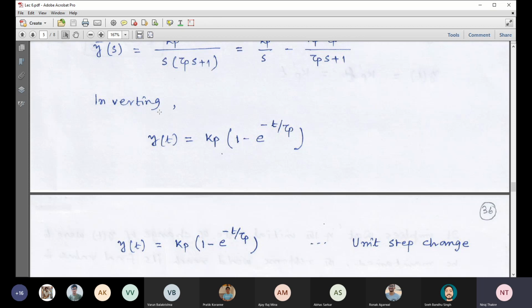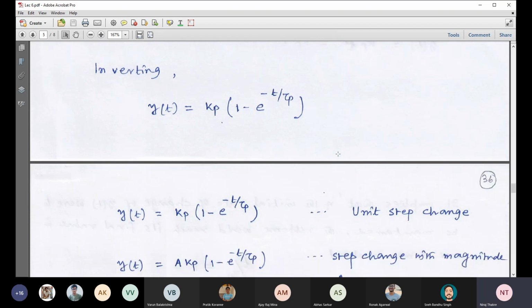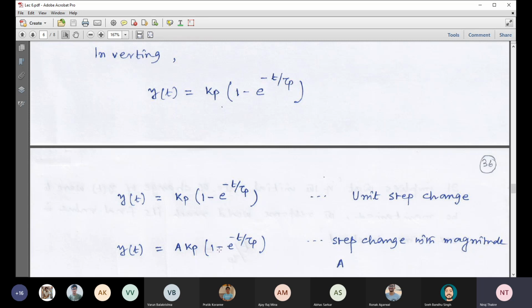Okay, now this yt expression we got when we introduce a unit step change. But if we introduce a step change with magnitude A, in that case, our final expression for y becomes this. First expression for the output y in time domain we get when we consider a unit step change in f. The second expression we get when our step change has the magnitude of capital A.